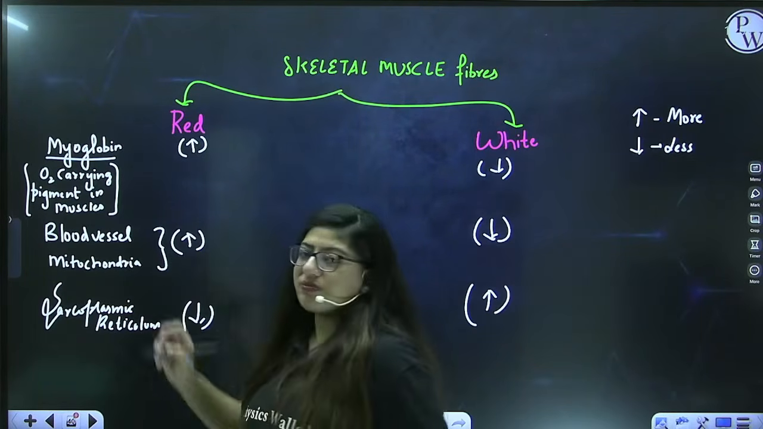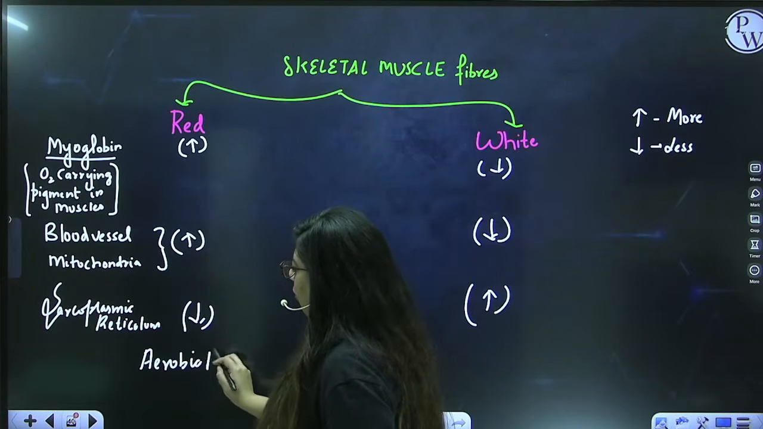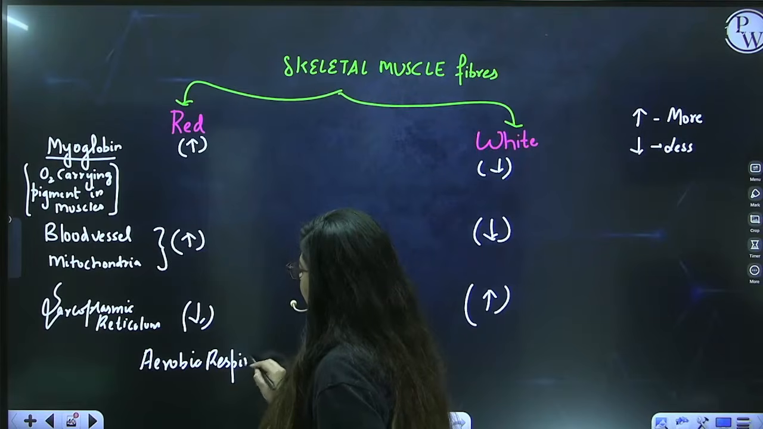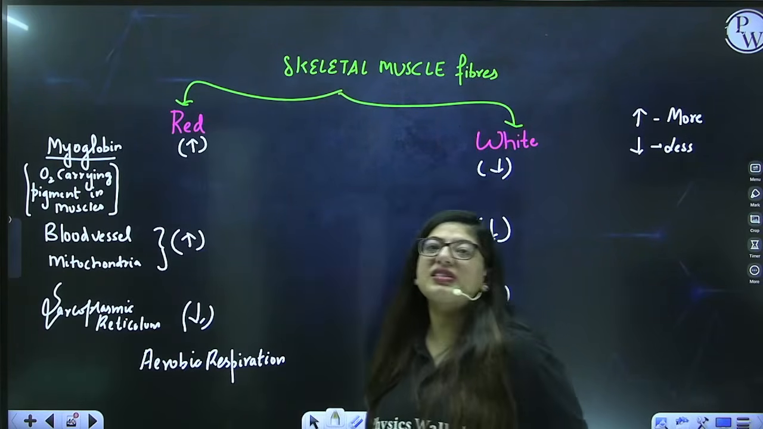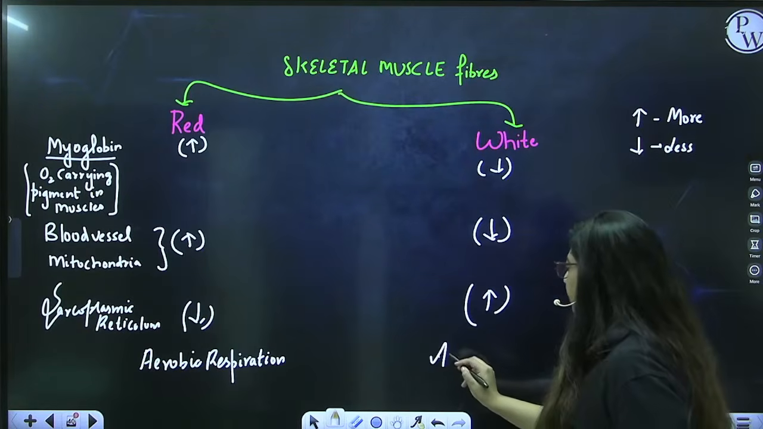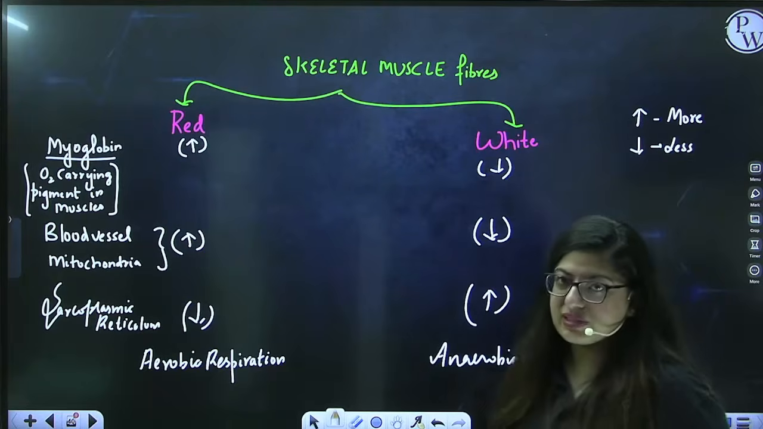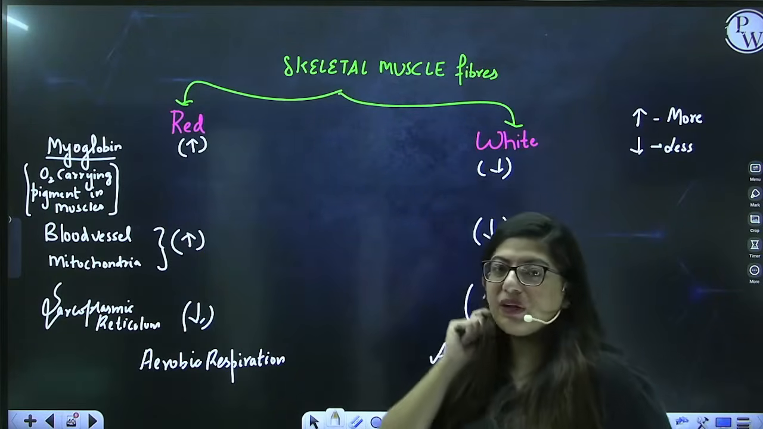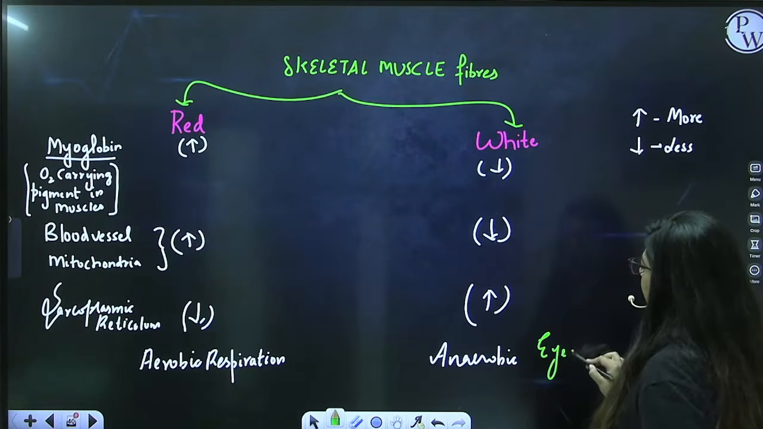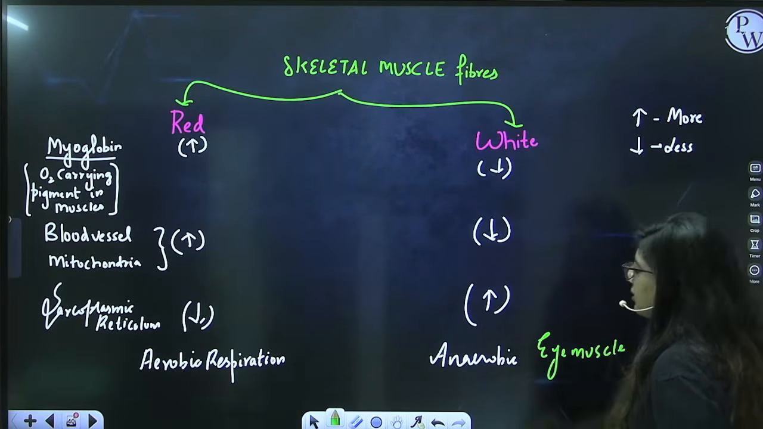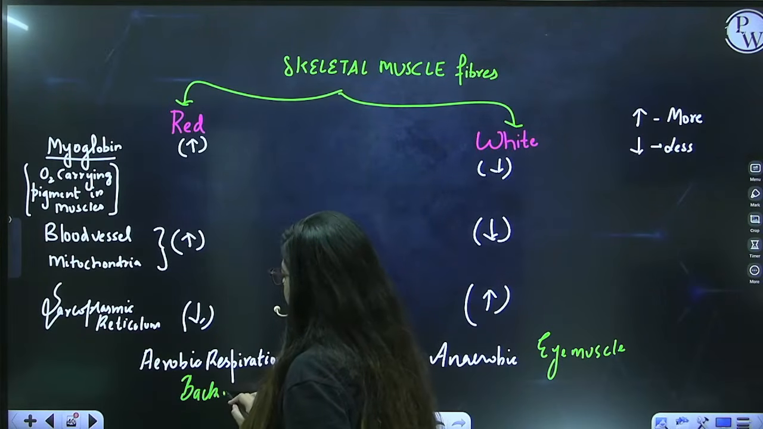Since red fibers have a lot of mitochondria, they will always respire aerobically. They undergo aerobic respiration, so you call them aerobic muscle fibers. And white fibers always undergo anaerobic respiration, so you call them anaerobic muscle fibers. Let me give you an example. Your eye muscles contain white muscle fibers, whereas your back muscles have red muscle fibers.